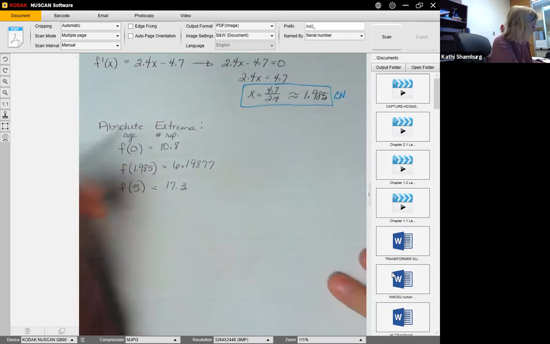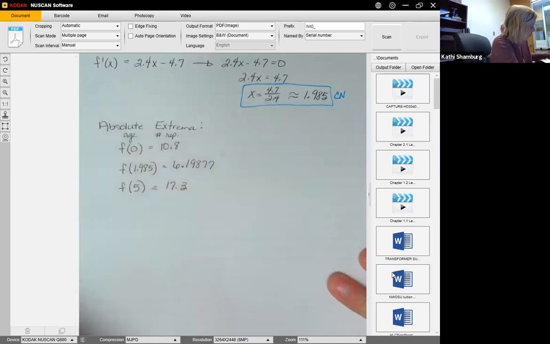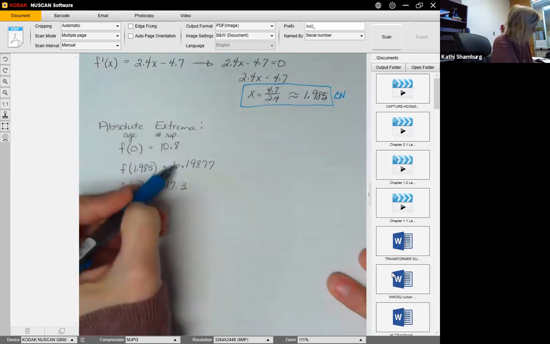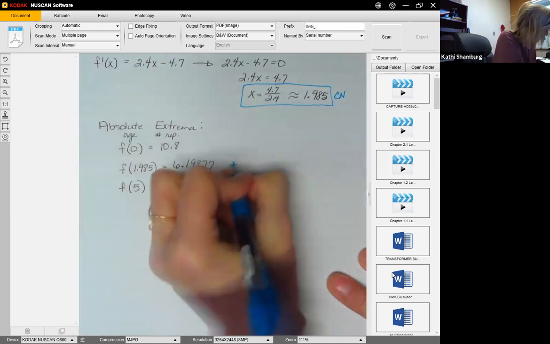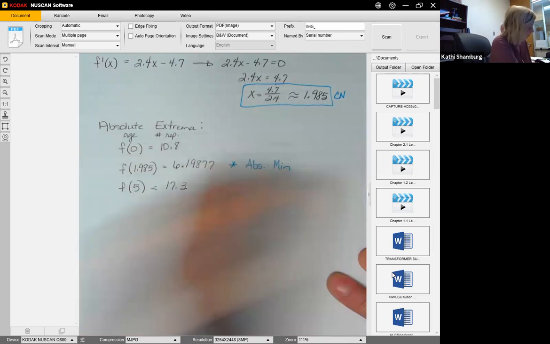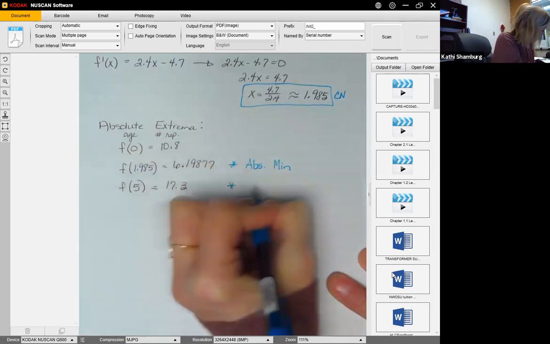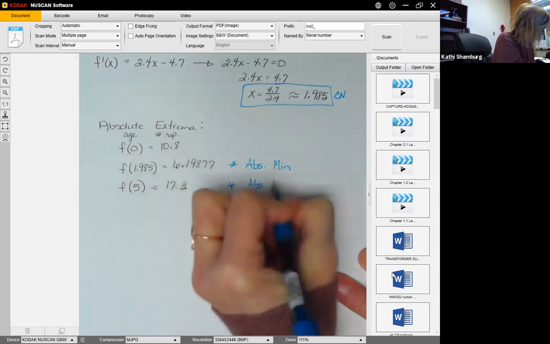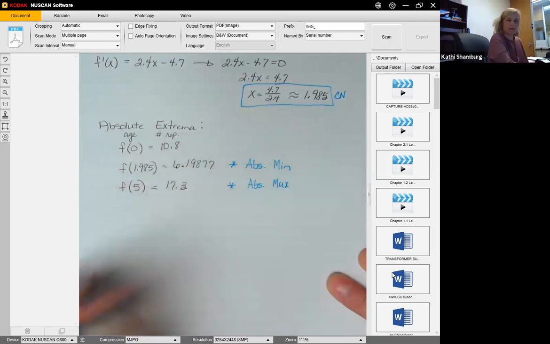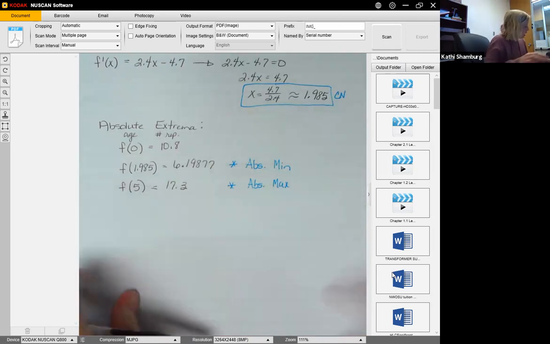All right, so when we look at this output to find absolute extrema, we want to find the smallest output, which would be here. So this is my absolute minimum. And then we want to find the largest, which would be here, which would be your absolute maximum. Okay. All right.